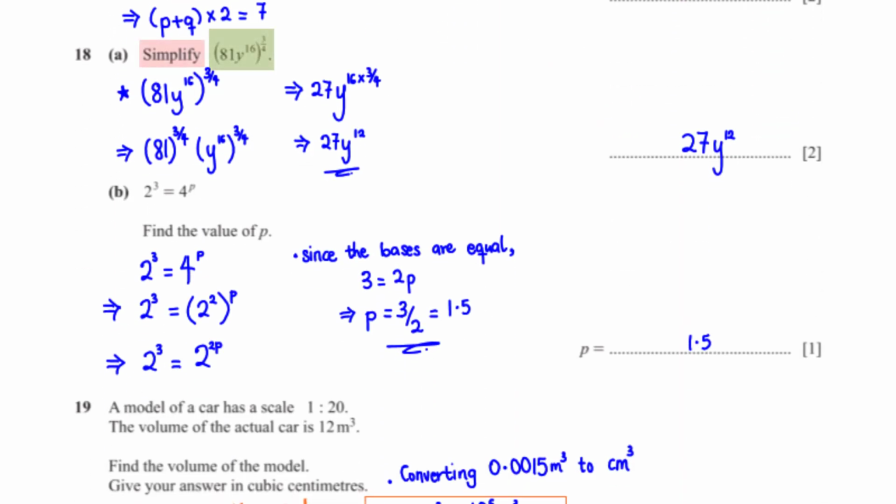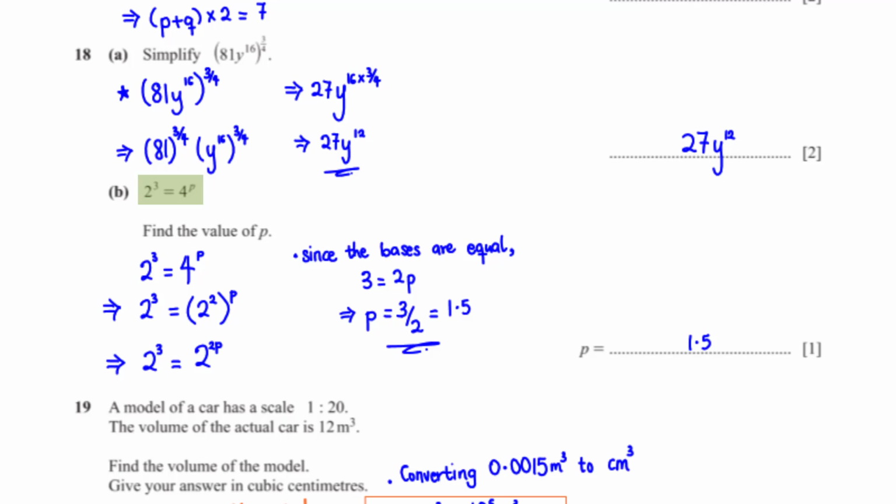Simplify 81y raised to the power 16, all raised to the power 3 over 4. And so by applying the rules of indices, we can rewrite this as 81 all raised to the power 3 over 4 times y raised to the power 16 all raised to the power 3 over 4. So when we type 81 raised to the power 3 over 4 on our calculator, we get 27. And when the powers of 16 and 3 over 4 are multiplied, we have 12. And so our final answer becomes 27 y raised to the power 12.